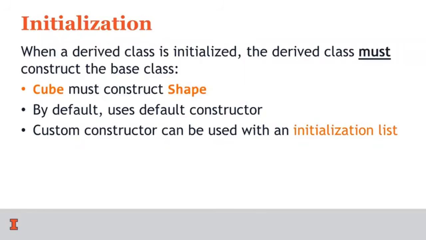When we initialize a derived class, we must initialize the base class. So you can't simply construct a cube that's been derived from a base class of a shape without constructing a shape as well. So the cube must construct a shape, and by default, the cube is going to use the shape's default constructor. We can use custom constructors by using something called an initialization list. So let's look at the CPP file for our cube.